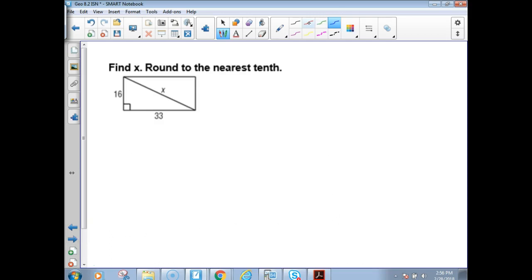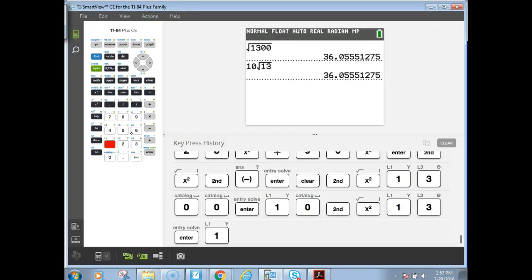Okay, the next one on your paper is taking a rectangle and drawing in the diagonal, which would be the hypotenuse. Then 16 is a leg and 33 is a leg. So we would do 16 squared plus 33 squared equals x squared. And you could start with x squared. It wouldn't matter which side it was on. I'm just going to type that on my calculator. 16 squared plus 33 squared.